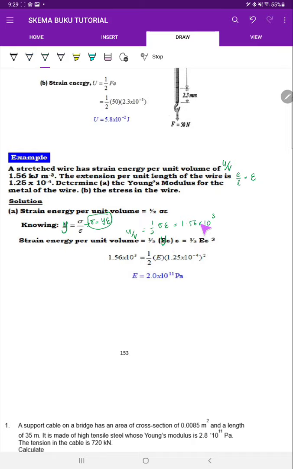Okay, so akan dapat half yang modulus strain squared. Okay, strain squared. So substitute lah. U per V sama dengan 1.56 10 kuasa 3, half. Okay, ni yang modulus yang kita nak cari. Okay, ini adalah strain. Elongation per unit length ni adalah strain kuasa 2. So yang modulus awak dapatlah nilai berapa Pascal yang ni.